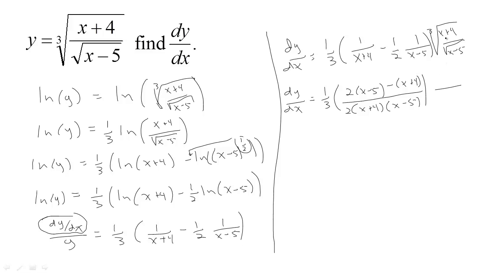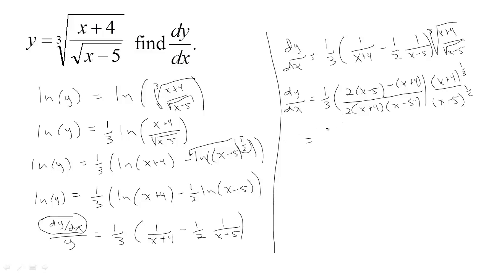Now this top term, the cube root of this quotient is the quotient of the cube roots. So the top is x plus 4 to the 1/3. And the bottom is the cube root of the square root. So it's an exponent of 1/2 times an exponent of 1/3. 1/2 of 1/3 is 1/6. So we have x minus 5 to the 1/6.